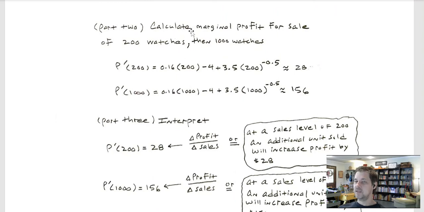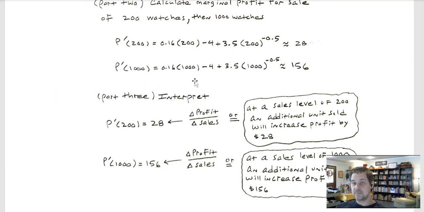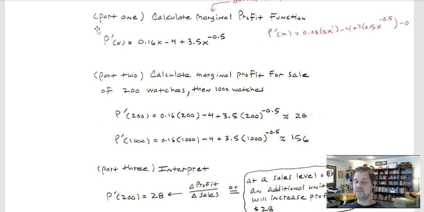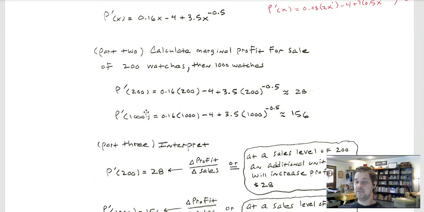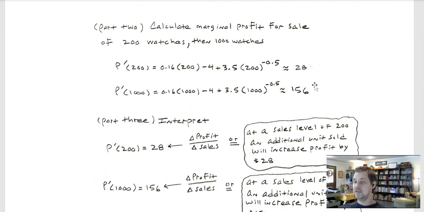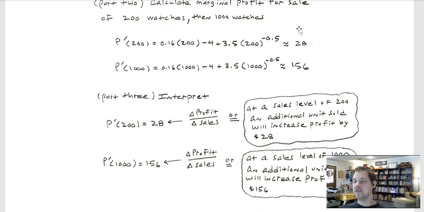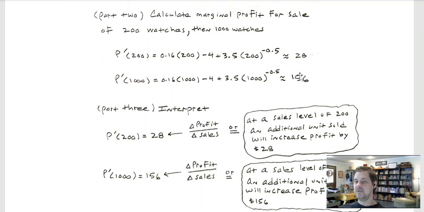Let's use some numbers though. Calculate the marginal profit for a sale of 200 watches, then calculate the marginal profit for a sale of 1,000 watches. That's just doing the calculations and putting the number in. Here's my marginal profit function. If you want to know the marginal profit under a sale of 200 or 1,000, put 200 or 1,000 in and do the calculations. I rounded these numbers to the nearest dollar, as the question on my math lab said to do. So I really got 28 point something, and rounding to the nearest dollar, that's 28. Same over here, 156.